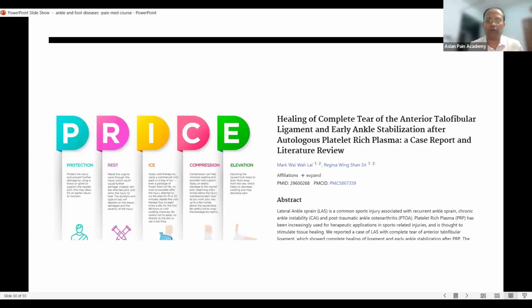For all types of ligament injury, the main ATFL injury, if a patient comes to you, it is the PRICE protocol: protection, rest, ice, compression, elevation. Remember, it is for acute injury. For acute injury, this PRICE protocol is followed by everyone. So let us go for demonstration of the joint and ATFL.